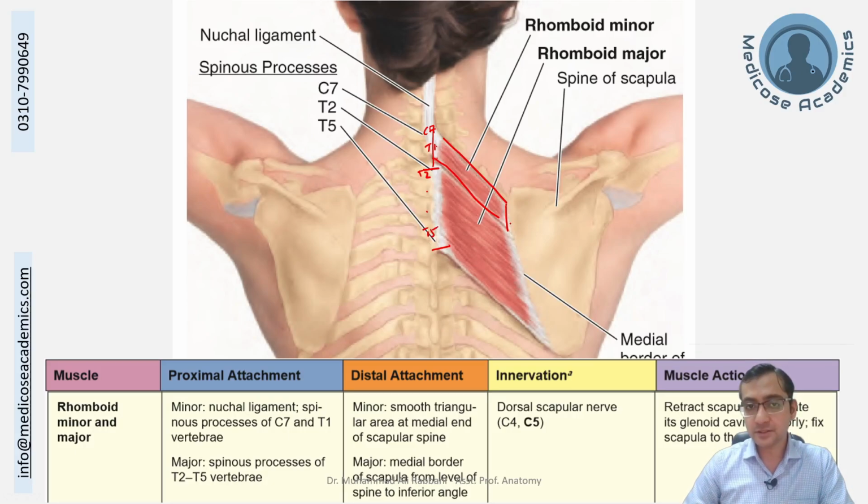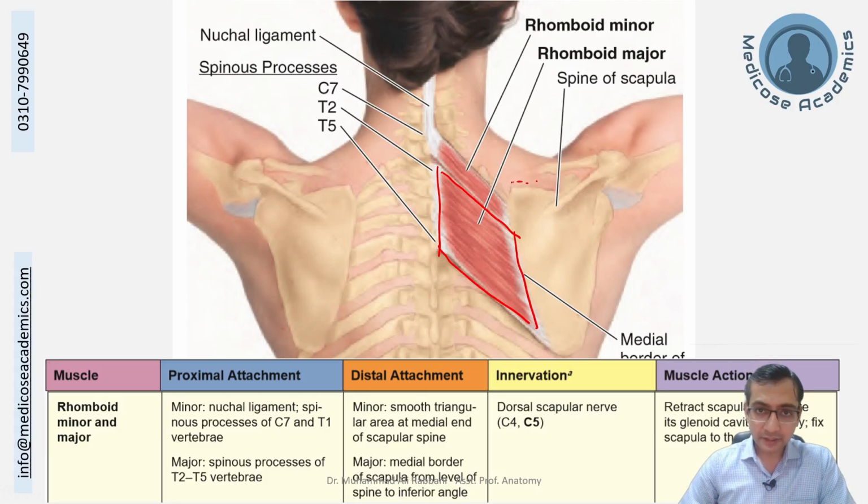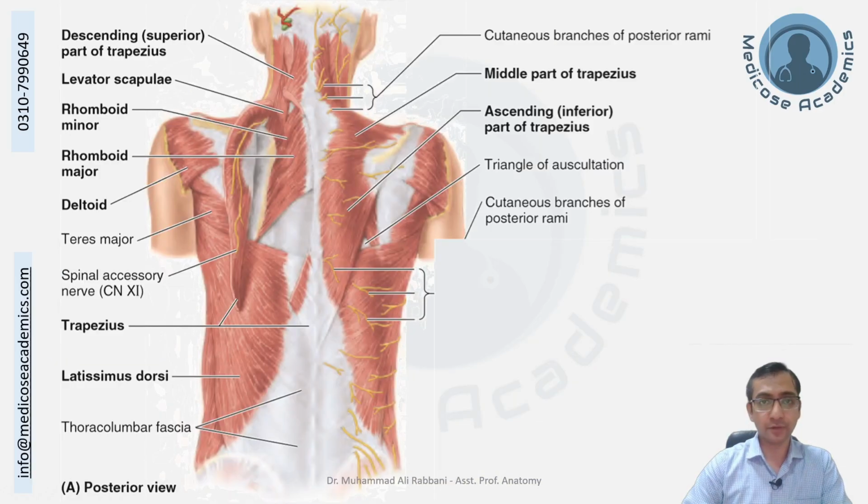This is T5, and it is inserted into the medial border of scapula on its posterior aspect from the root of the spine all the way to the lower angle. So this is the rhomboid major. These are very flat muscles, and these muscles along with the levator scapulae are supplied by the dorsal scapular nerve that comes from here and runs underneath these muscles right here. So this is supplied by the dorsal scapular nerve.